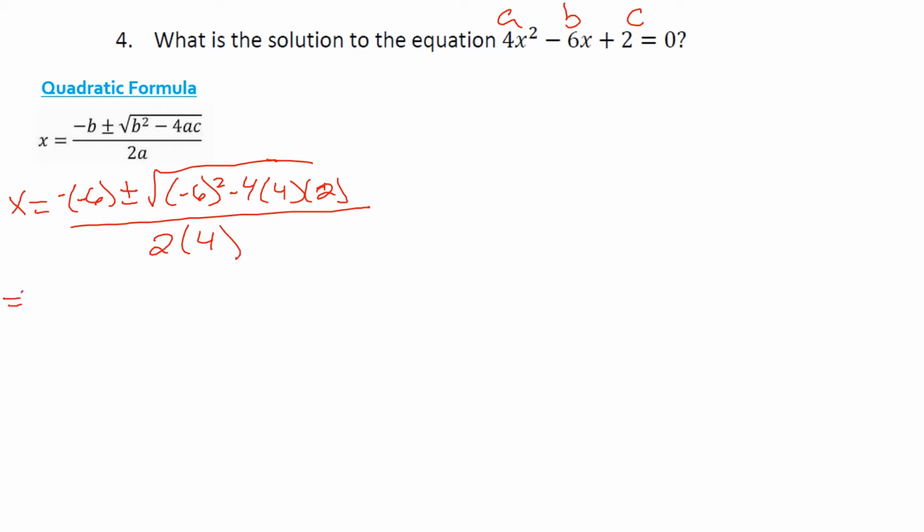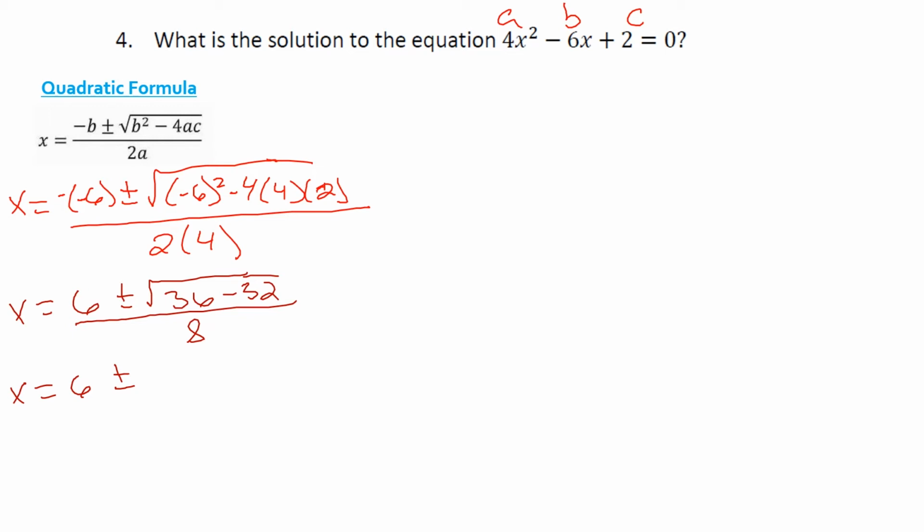Simplifying this, x is equal to 6 because that negative canceled out, plus or minus the square root of 6 squared, which is 36, minus 4 times 4 times 2, that would be 16 times 2 is 32. So minus 32, all over 2 times 4, which is 8. x equals 6 plus or minus the square root of 36 minus 32, which is, of course, 4, all over 8. The square root of 4 is 2, all over 8.